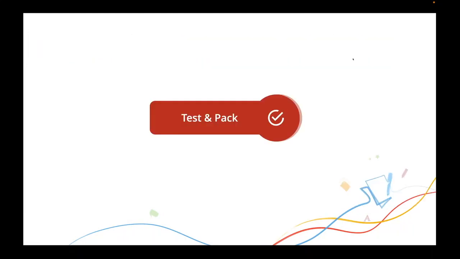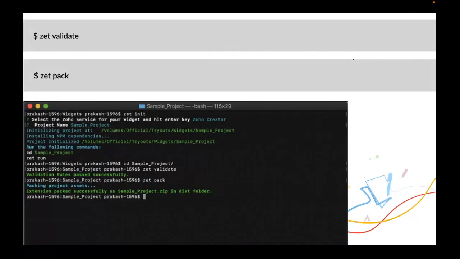Once we've done that, the next step is for us to go ahead and test and pack it. So ideally till now, we've downloaded the CLI tool, we've created a project, and in case we want to develop, we've developed the widget as well. Now the next step, once we are done with developing, we'll test and pack it using the following commands called zvalidate and zpack. As you can see in the screenshot, as soon as you use these commands, you will receive some responses, such as validation passed successfully and extension packed successfully.